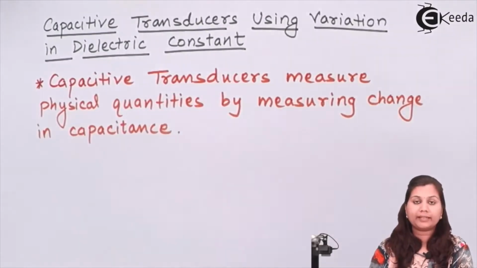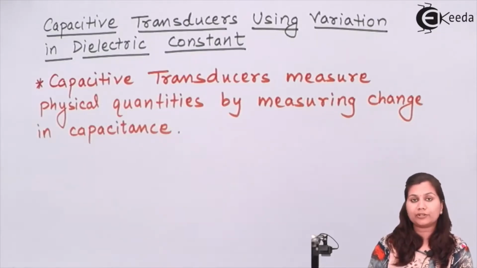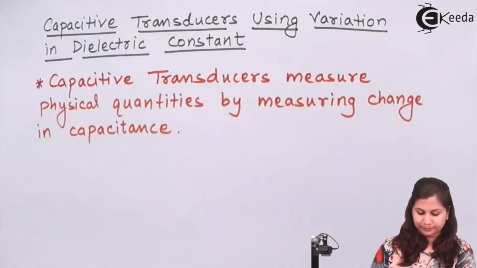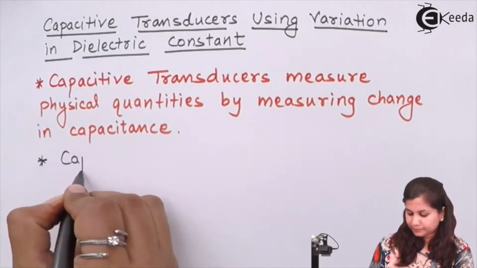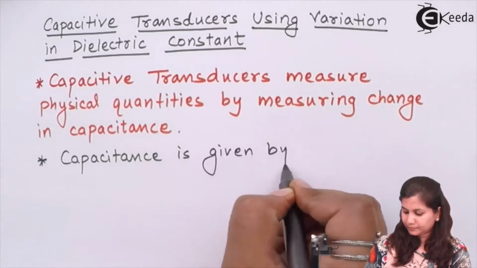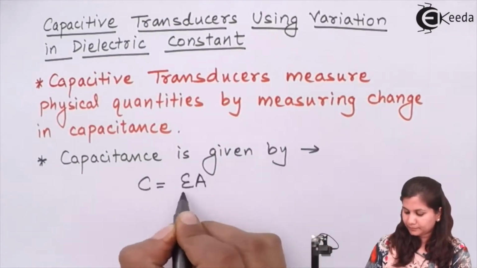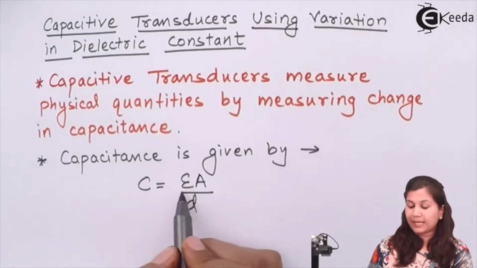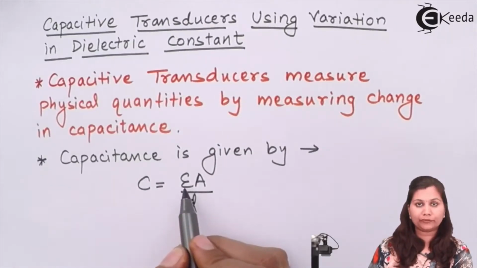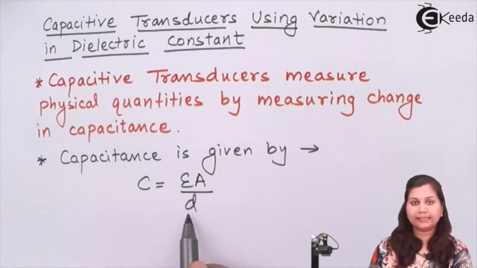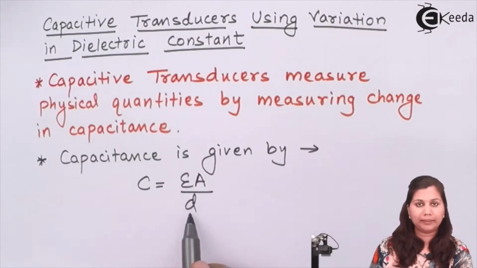Now, if we define the capacitance of a parallel plate capacitor, it is given by the relationship C equals epsilon A by D, where C is the capacitance of the capacitor, epsilon is the permittivity of the medium, A is the overlapping area of the plates, and D is the distance between the plates.